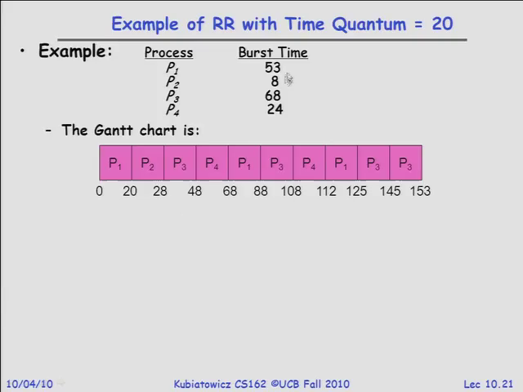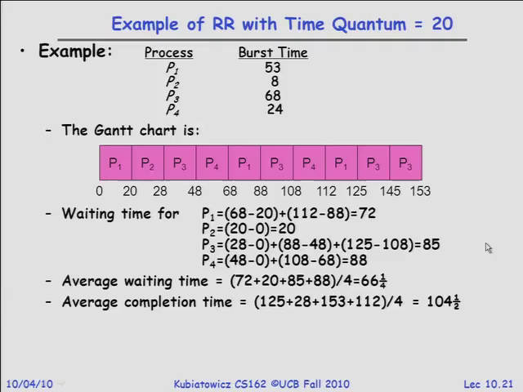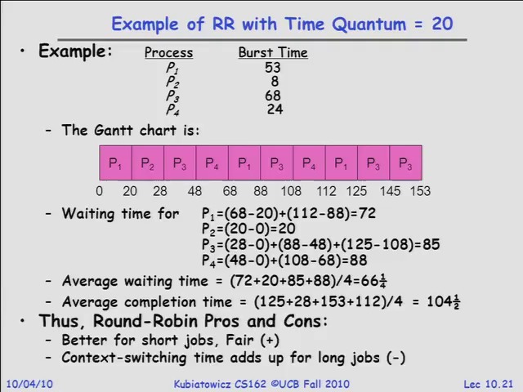Okay? And if we look at the total waiting time, for P1 it's 72, P2 is 20, P3 is 85, P4 is 88. Average waiting times, you can come up with those. And this average waiting time is going to be better than the average waiting time of a bad FIFO. Pros of this, it's better for short jobs.